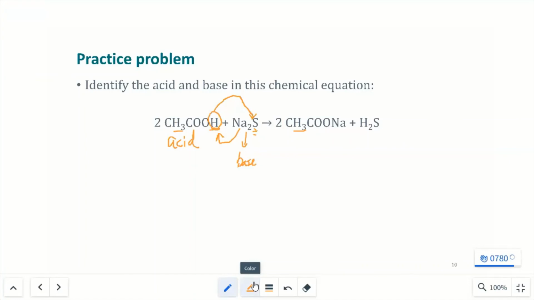So once again, it all comes to tracking the hydrogen. Where is the hydrogen going? To where is it going? From where did it come? That's how we can identify acids and bases.